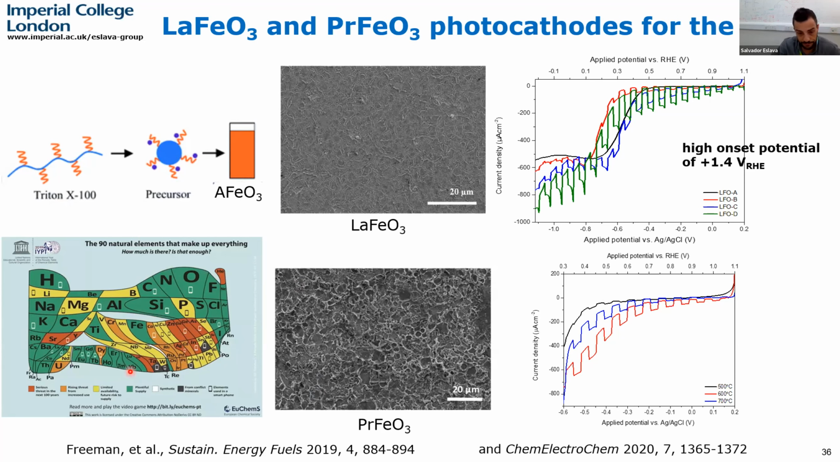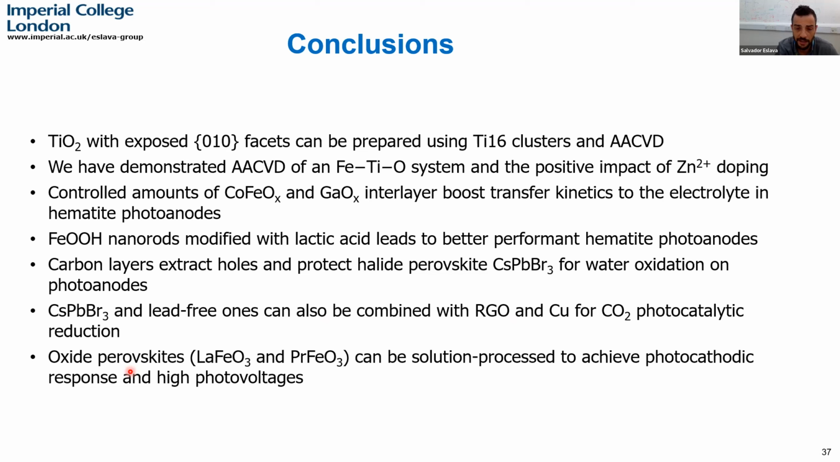titania with exposed 010 facets using titania 16 clusters and ACVD. We can also use ACVD to prepare iron titanate-based systems where zinc doping has a positive impact to increase the phase of iron titanate and have better photocurrents due to a shallower Fermi level. We also demonstrated we can use cobalt iron oxyhydroxide and gallium oxide to boost transfer kinetics at the surface of hematite anodes. We also demonstrated we can use iron oxyhydroxide modified with lactic acid to form hematite photoanodes with higher photoelectrochemically active surface area and photocurrents because of the formation of an amorphous layer.